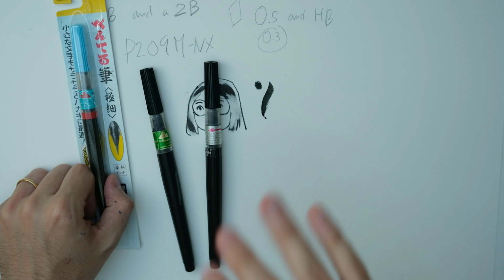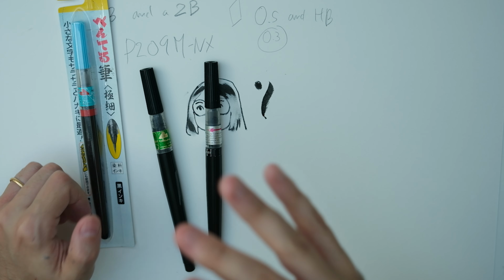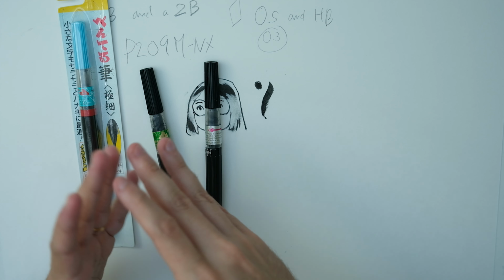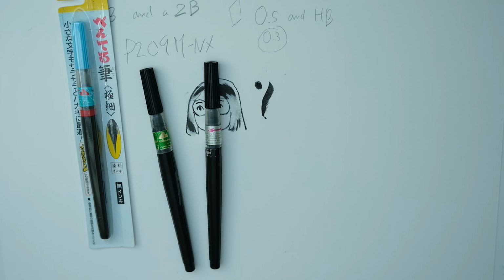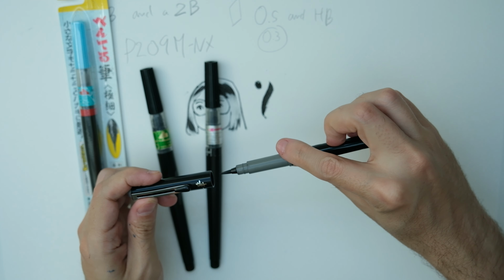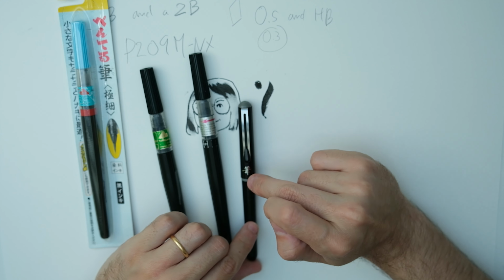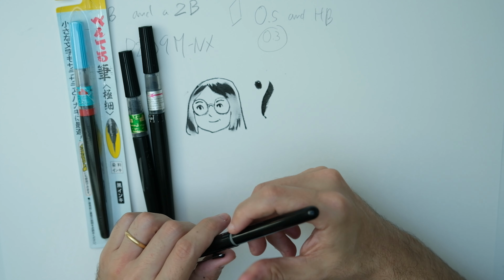I also want to highlight that Pentel also sells a brush pen that is waterproof. You've probably seen it before. It's the Pentel Pocket Brush Pen. So it's this one. This is the Pentel Pocket Brush Pen. You've probably seen it before. It's very used. This one is waterproof, the ink.